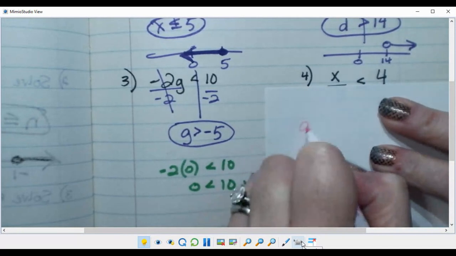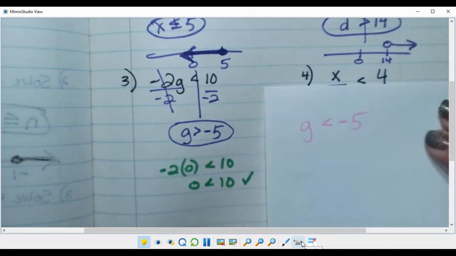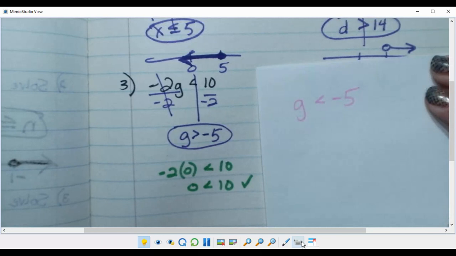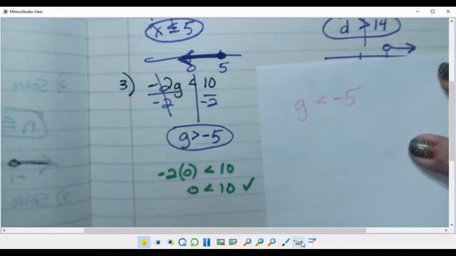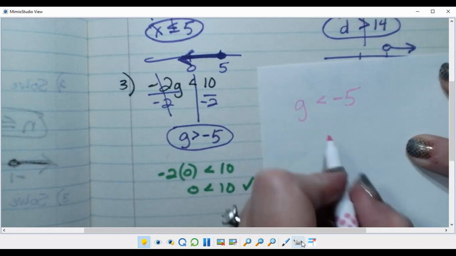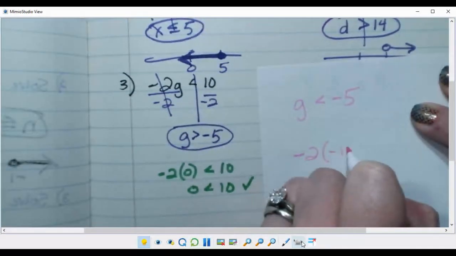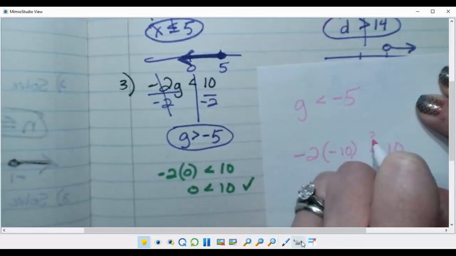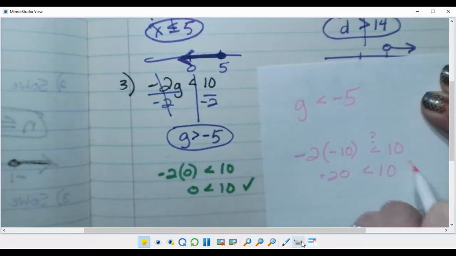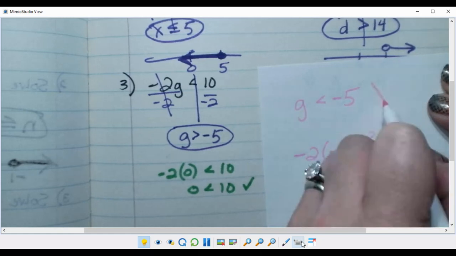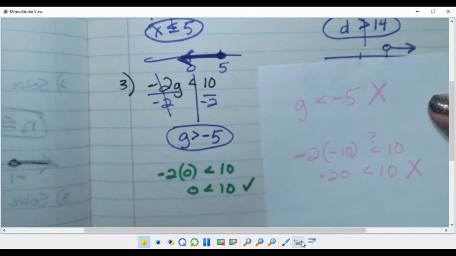What if I had gotten g is less than -5? Well, let's pick something less than -5. I don't know, -10? Let's say that -2 times -10, is that less than +10? Well, let's see. 2 times 10 is 20. Two negatives make it positive. Is 20 less than 10? No, which means that was not right.